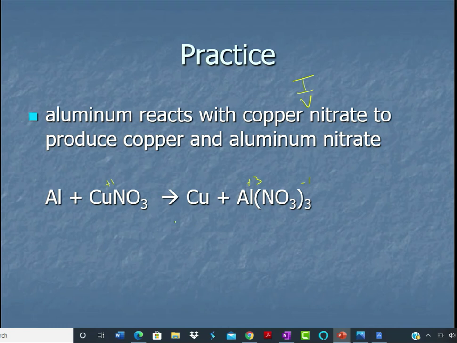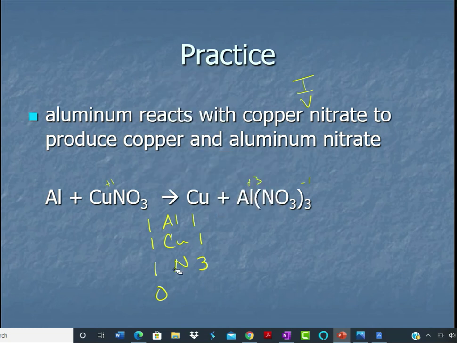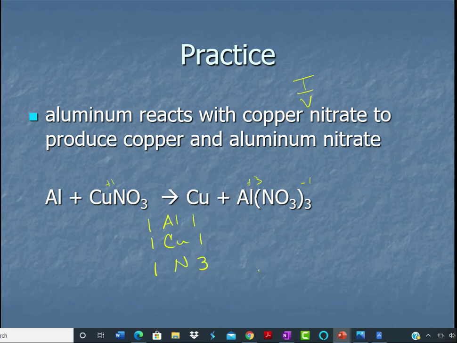Let's see how you did. So aluminum, there's 1 on this side and 1 on that side. Copper, there's 1 on this side and 1 on this side. Nitrogen, there's 1 on this side and 3 on that side. And oxygen, oops, why did I do it over there? This is supposed to be more fun. Oxygens, there is 3 over here, but there are 9 over there.